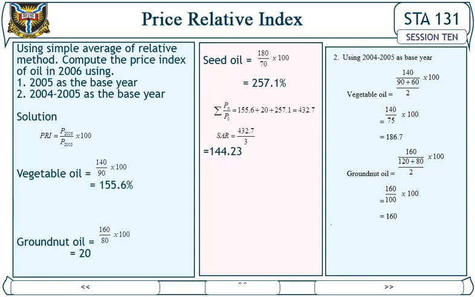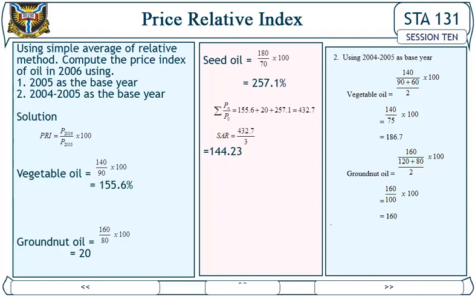Solution. PRI for vegetable oil is equal to 155.6%. Groundnut oil is equal to 120. Seed oil is equal to 257.1%. Summation Pn over P0 is equal to 432.7. SAR is equal to 144.23.